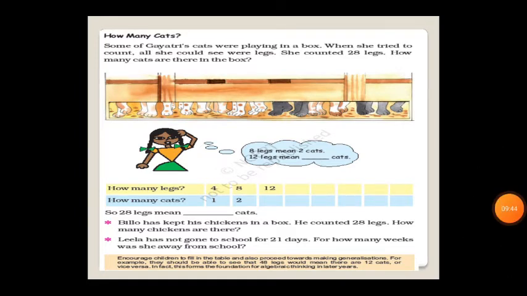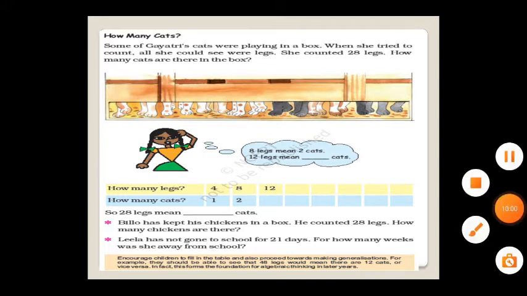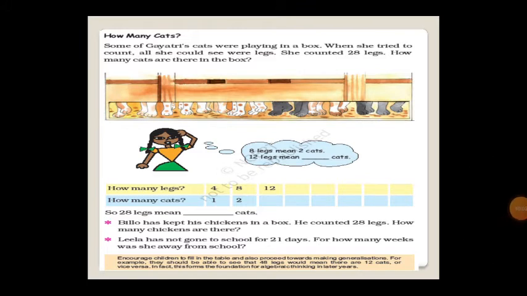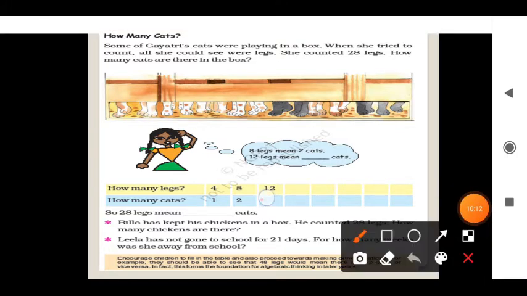She counted only legs, cat legs. So she counted 28 legs. So 8 legs means 2 cats. You know that, right? If 8 legs means 2 cats, 12 legs means how many cats? So you have to write here 3. See, a cat is having 4 legs. So 4 legs means 1 cat. 8 legs means 2 cats. 12 legs means 3 cats. Like that only.